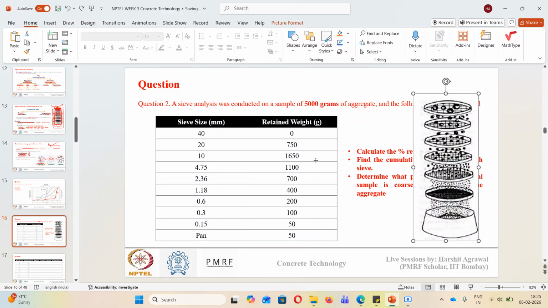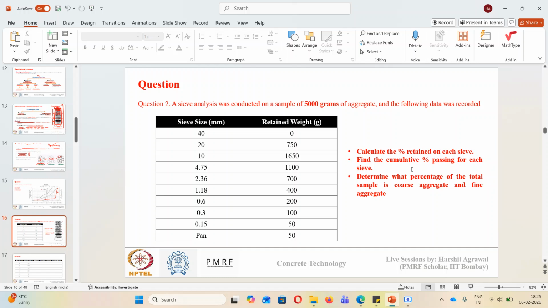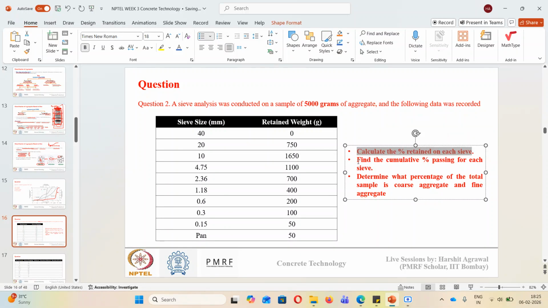So if you know the size versus retained weight, if you are doing sieve analysis, you take weights and you get this data, how will you calculate the grading curve, how will you plot the grading curve from this? Calculate the percentage retained on each sieve, find the cumulative percentage passing through each sieve, and then determine what percentage of the total sample is coarse aggregate and what percentage is fine aggregate. So just give it a try.